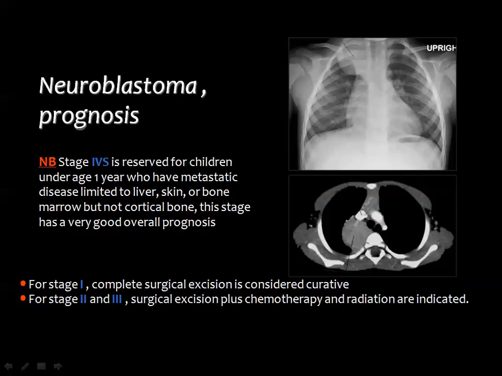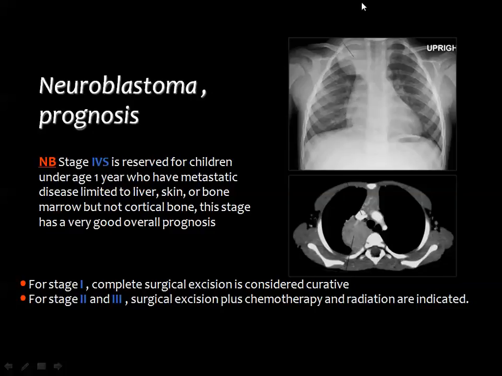It should be remembered that stage 4S is the stage reserved for children under the age of 1 year who have metastatic disease limited to the liver, skin, and bone marrow, but not the cortical bone, and this stage has a very good prognosis. Stage 1 tumors are treated by surgical excision. Stage 2 and 3 will undergo surgical excision followed by chemo and radiotherapy.